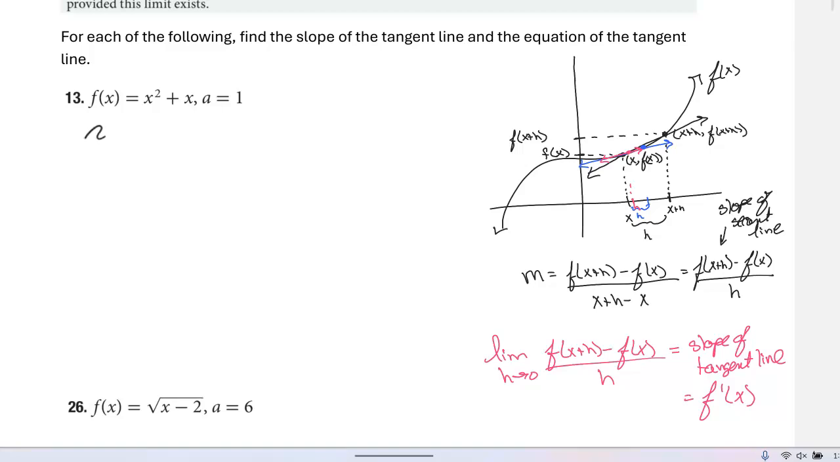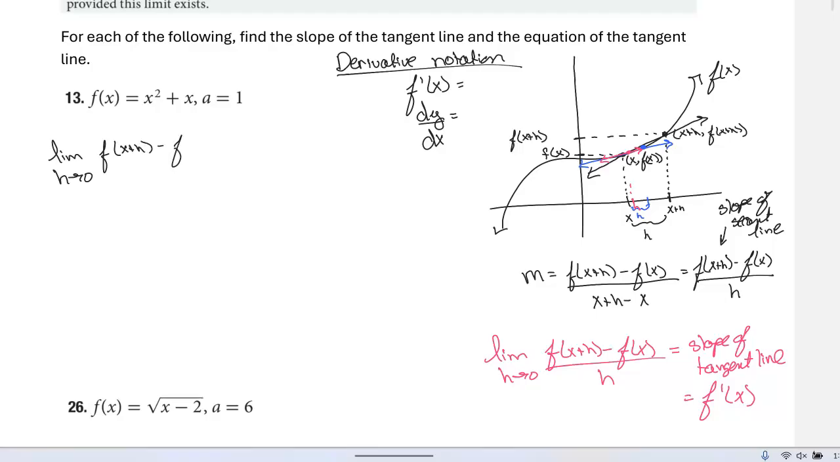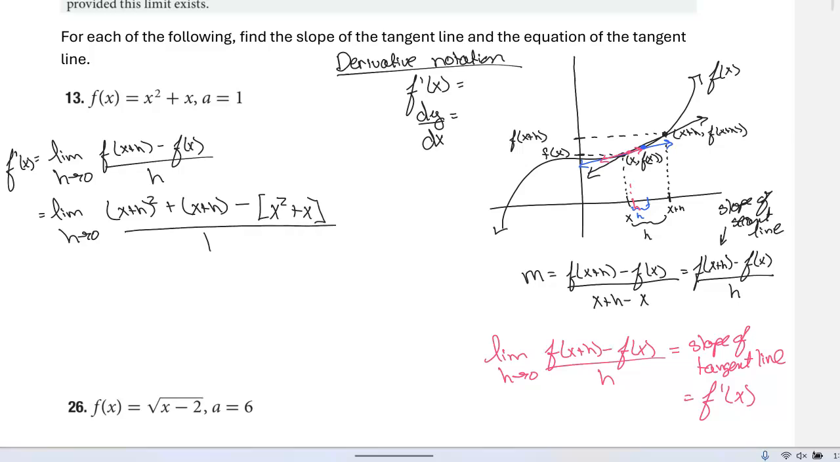So let's look at a few examples. So we're going to find the derivative, and let's talk about derivative notation. You're going to see this prime notation that's read f prime of x, or you can see it written as dy over dx. Both of those mean you have the derivative. So if I want to find that here, I'm going to take the limit as h approaches 0. It's going to be f of x plus h minus f of x over h. So we're going to plug in x plus h for the x's. And then we're going to subtract the original function. And then we're going to divide by h.